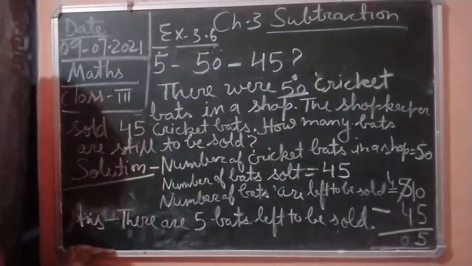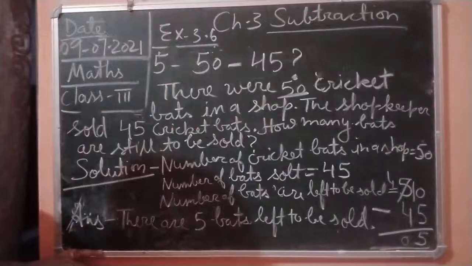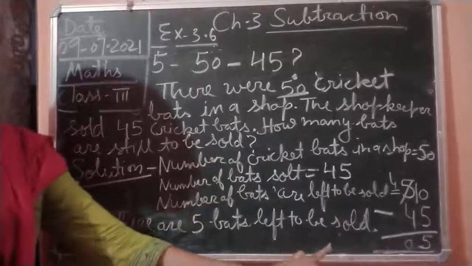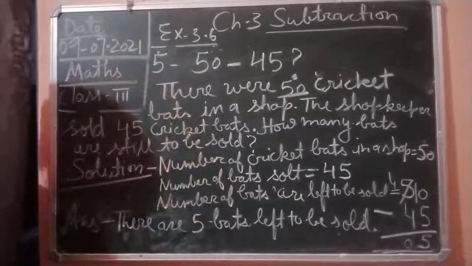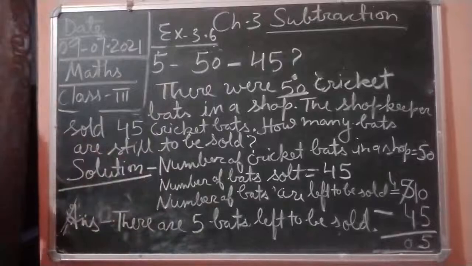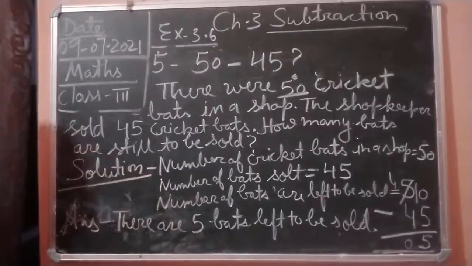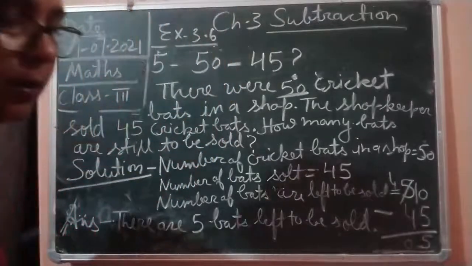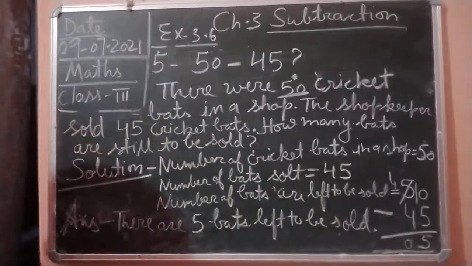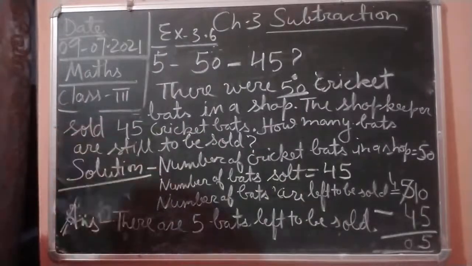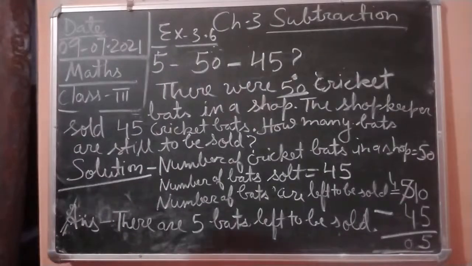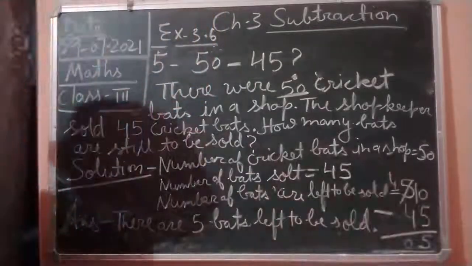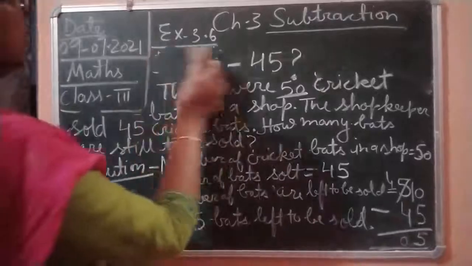Okay, now here you can see there are 5 bats to be sold. 5 bats left to be sold. Okay, so complete it or take a screenshot. Now we are moving to the next number, that is number 6, and the number is 113 minus 98. So first you complete it or take a screenshot. Okay. Now let's move to the next one. Next one is number 6.